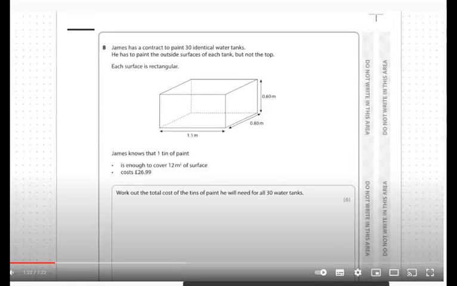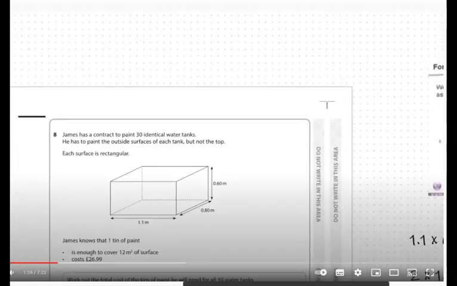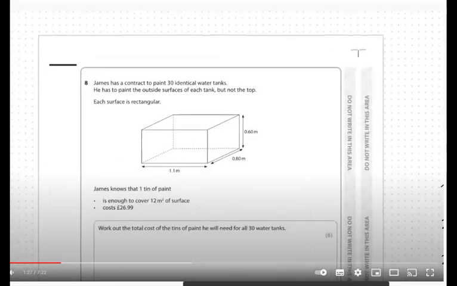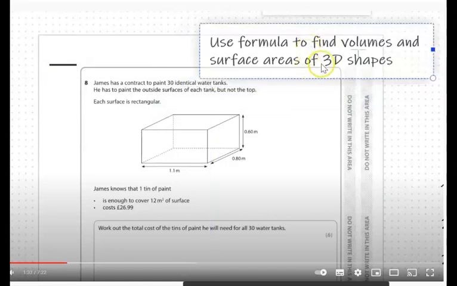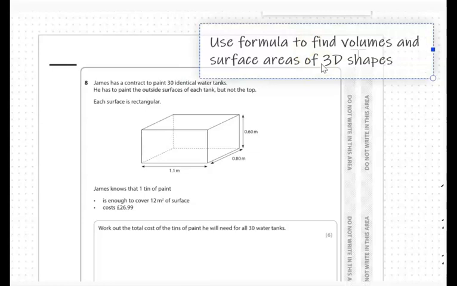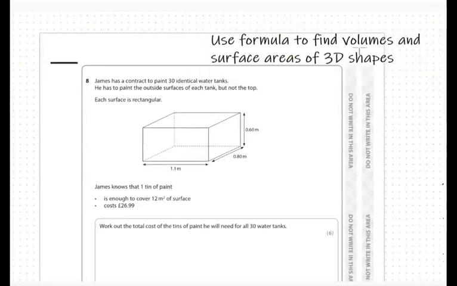Okay, so again, to put it into context, the subject content, so the underlying skills, is use formulas to find volumes and surface areas of 3D shapes. So again, it's really important to nail down what the question is asking you. So it's not a volume, we're not finding out the volume, we're finding out the surface area, because James is painting the outside. He is not working out the capacity inside. For that we would need the volume.